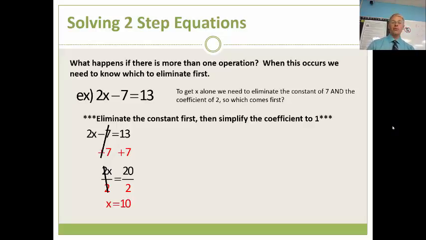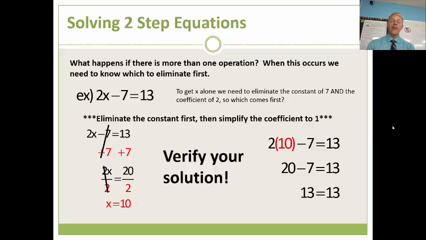Now that we've had a couple of steps here, and it's not quite as obvious that this is the solution, how do I know for sure that 10 actually is the solution to the equation? Well, let's go back to our definition. Does plugging in 10 for x make the equation true? Well, let's verify our solution.